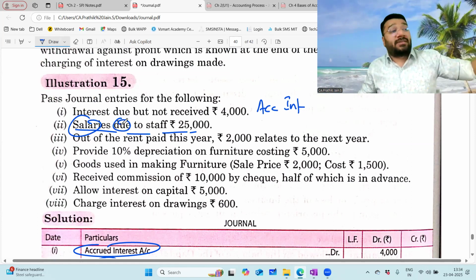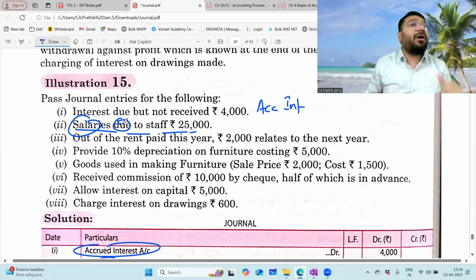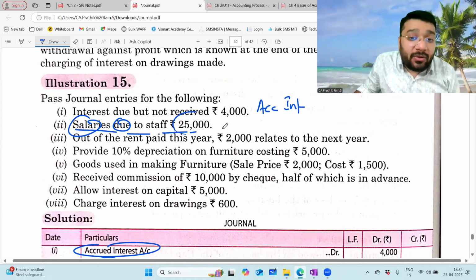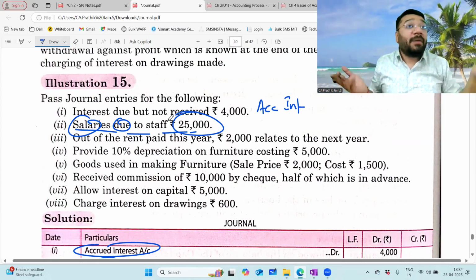When does the salary become due? When I've received the services. Benefit received, but I've not recorded it as expense, because as per my accountant, I should record this 25,000 as expense only if it is paid. Since this is not paid, you didn't record, but you will record it.